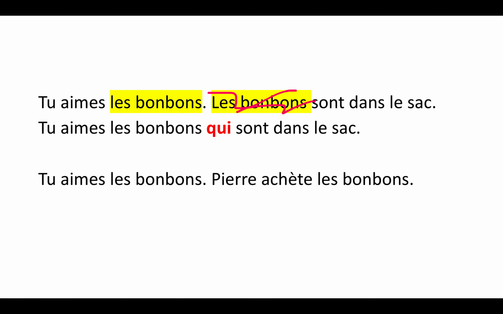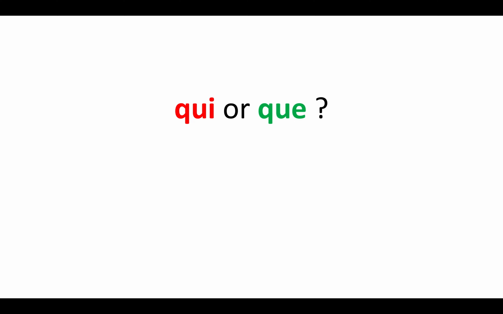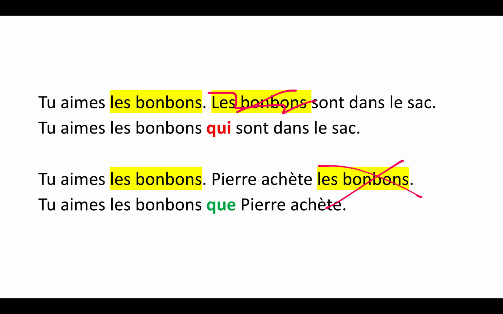Tu aimes les bonbons? Pierre achète les bonbons. Pierre buys the candies. Still repetitive. Tu aimes les bonbons que Pierre achète. But in one instance we used qui, and in the other we used que. Why? Well, that's usually the problem, and that's what I'm going to explain to you.